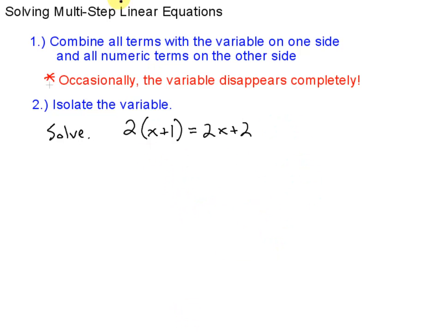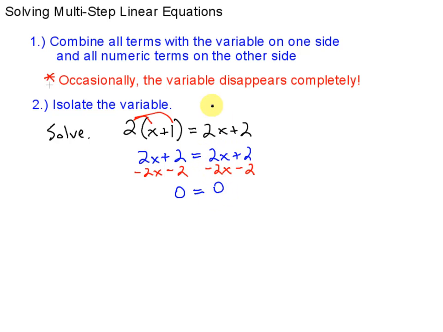Here's another example with parentheses where we must distribute to unhide the things inside. 2 times x is 2x, and 2 times 1 is 2. Let's get all the x's together on the left side, so I'll subtract 2x from both sides, and get all the numbers together on the right side by subtracting 2 from both sides. 2x minus 2x is 0, 2 minus 2 is 0, so the left side is 0, and for the same reason the right side is 0.